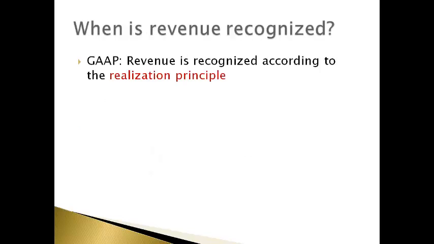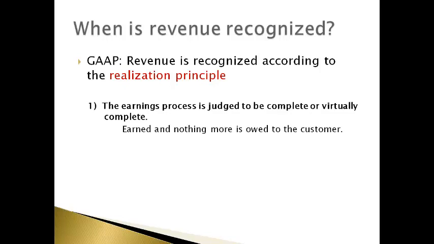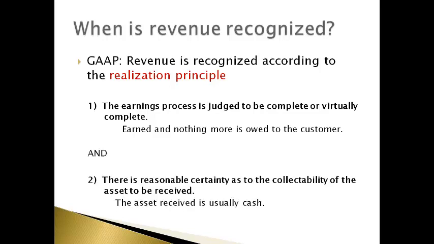The main issue related to revenue is recognizing the revenue in the proper period. GAAP requires that revenue be recognized according to the realization principle. Revenue must be reported on the income statement when the earnings process is judged to be complete or virtually complete, which means earned and nothing more is owed to the customer, and there is reasonable certainty as to the collectability of cash in exchange for the goods or services.